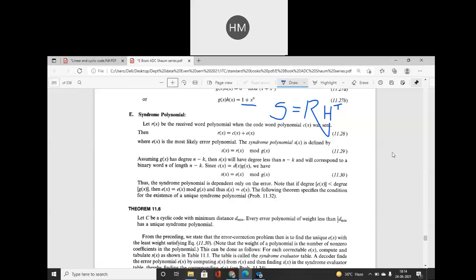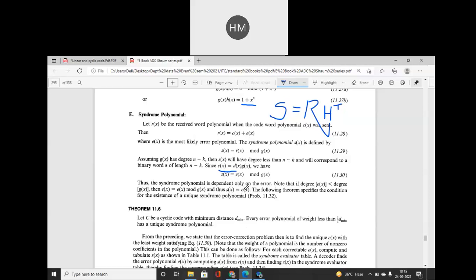So S of x is equal to R of x mod G of x. Modular operation will take place between R of x and G of x. So assuming G of x has degree n minus k, then S of x will have a degree less than n minus k and will correspond to a binary word of length n minus k. So C of x is equal to d of x into G of x, S of x is equal to E of x mod G of x. Thus the syndrome polynomial is dependent only on the error.